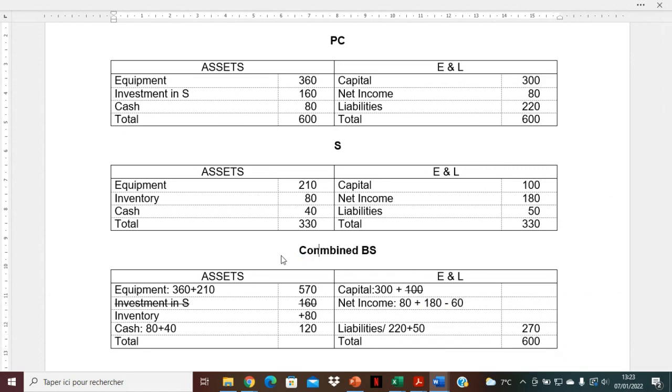And therefore, in the end, my consolidated balance sheet will look like the following. I have 770 in assets. I have 300 in capital, still the parent company. I have 200 in profits. 80 is the profit of the parent company. 120 is the profit of the subsidiary after the acquisition date, so post-acquisition. Okay, and I have 270 of liabilities. So overall, 770 in assets, and we are good.